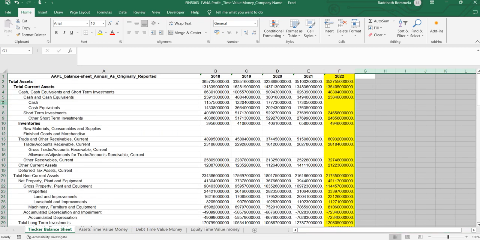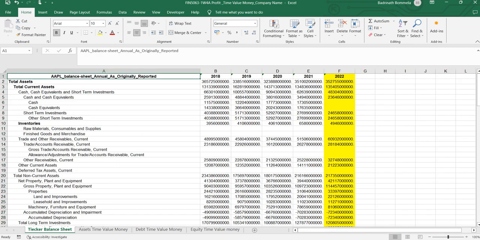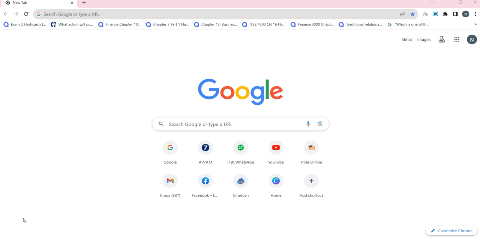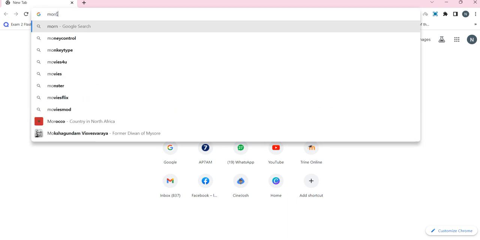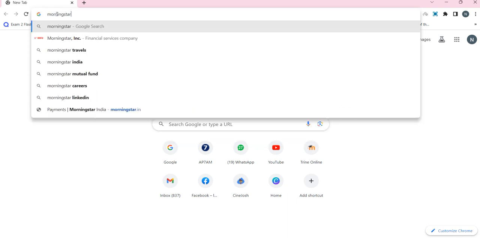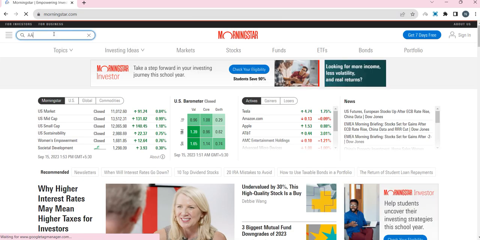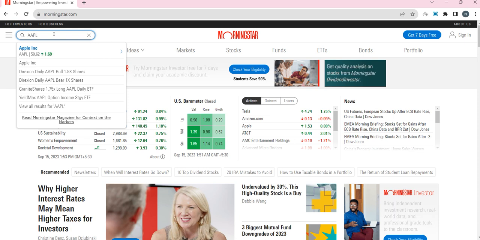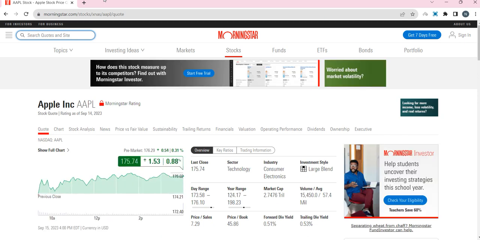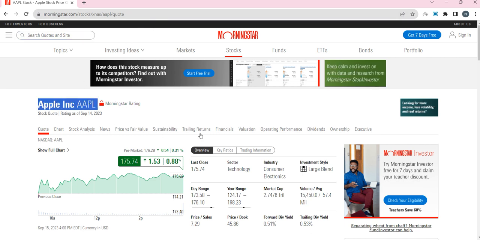Now I will show the example of Apple. So let me open a website, Morningstar. Now I'm just checking for AAPL. You try searching for your own company. In the last two activities, you might have used different companies. You can use the same company, otherwise you can go with a different company. When I searched for AAPL, the Apple related financials were shown here.